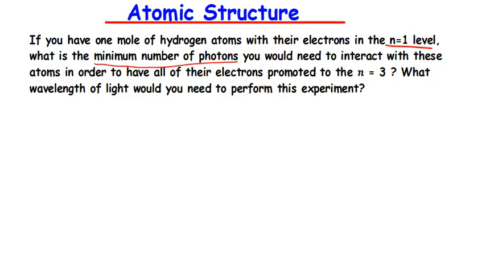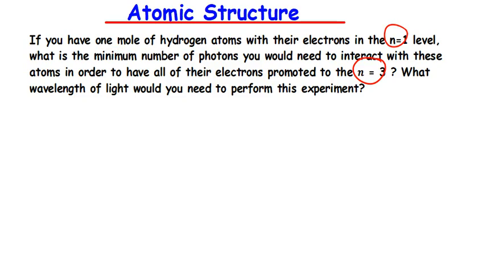You would need to interact with these atoms in order to have all of their electrons promoted to n equals 3. What wavelength of light would you need to perform this experiment? So we're answering three questions. The first question is, what is the minimum number of photons that are required to lead to a transition from the first to the third level for one mole of hydrogen atoms?